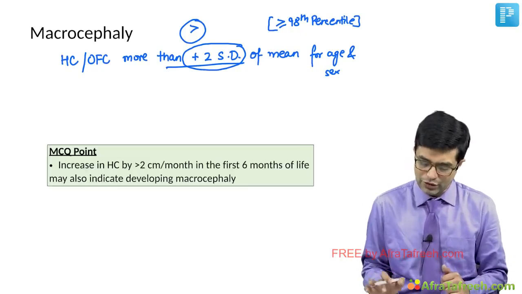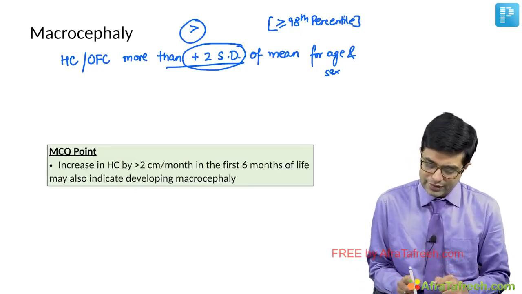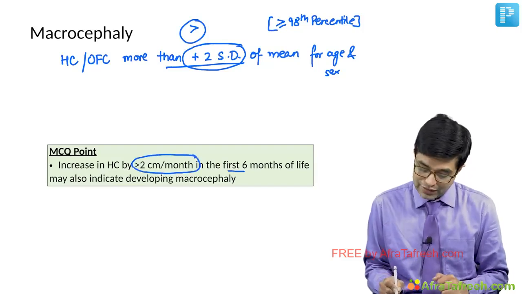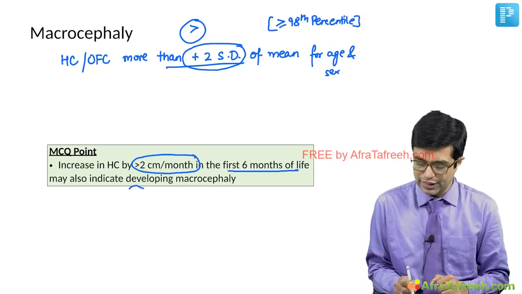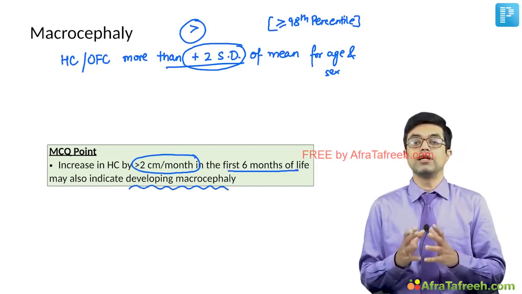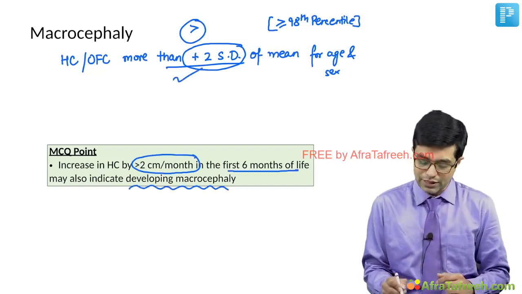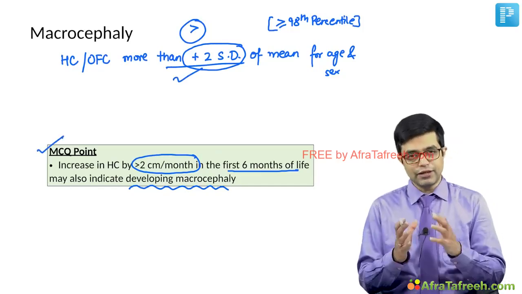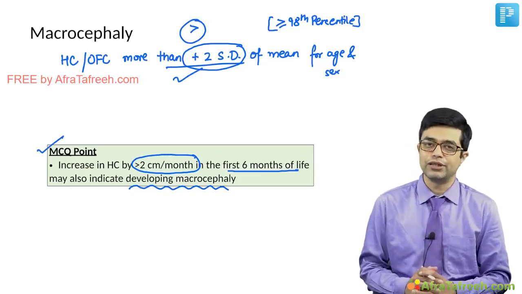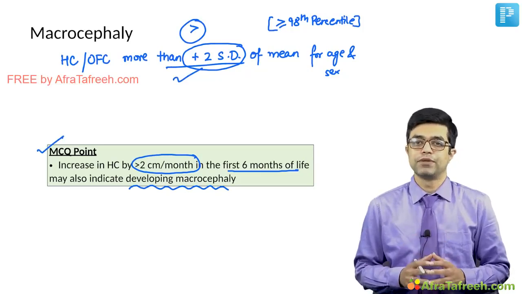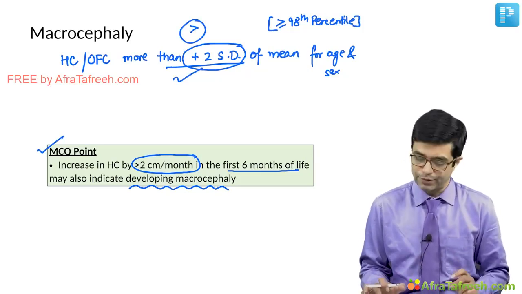The early marker for macrocephaly is an increase in head circumference by more than 2 cm per month in the first 6 months of life, which is also indicative of developing macrocephaly. So if either this is present or this is present, we investigate on the lines of macrocephaly. So first is how you define macrocephaly.